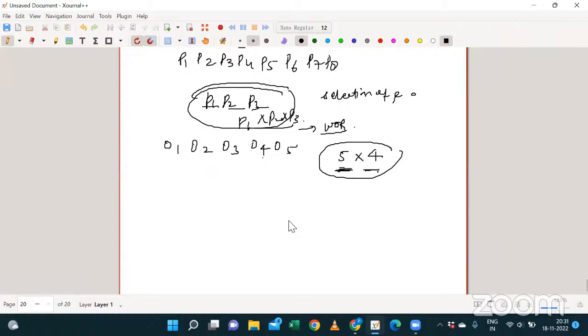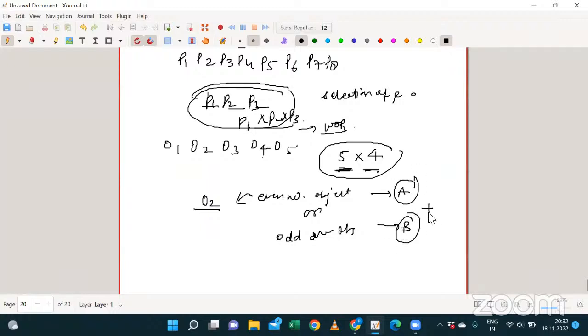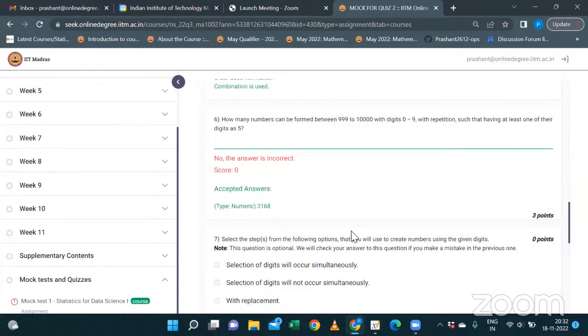What is the meaning of non-simultaneous? Suppose I have one place, and I can put either an even numbered object or an odd numbered object. If I put an even numbered object, let's say O2, then I can't put an odd numbered object, right? This event and that event will not occur simultaneously. Either this will occur or that will occur. That is the plus. These 2 things will not happen simultaneously. Okay, got it, sir. Thank you, sir. Yeah. So any doubt in the 6th question?